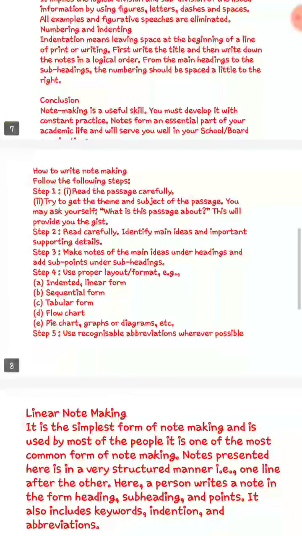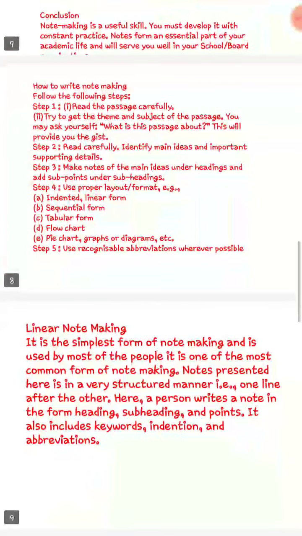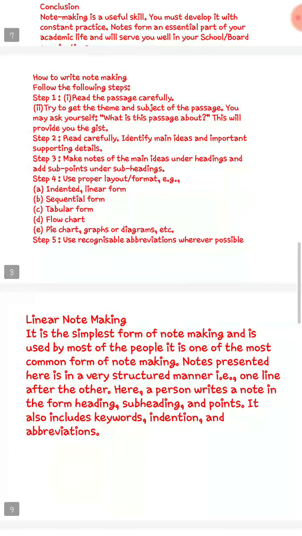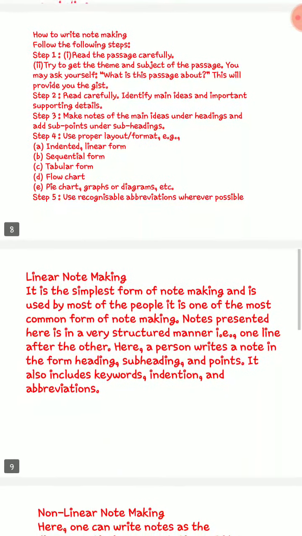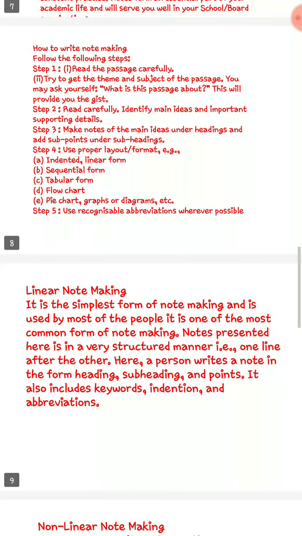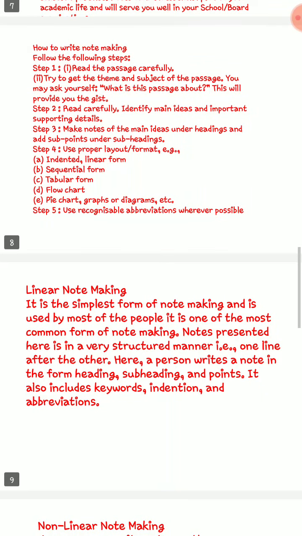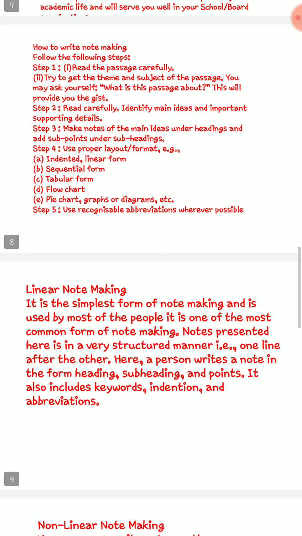Now finally, to sum up the conclusion, note making is a very skillful, very useful skill. The important thing is that in academic life, in school or board examination, it should be done in a very professional way, because it is the art of writing down something in a shortcut manner, but in a clear and compact and understandable manner. So there lies the art of note making.